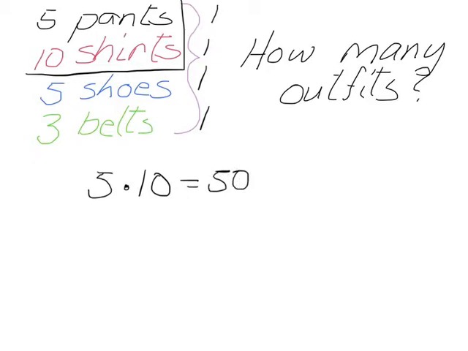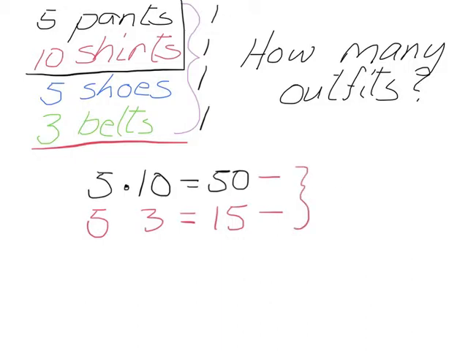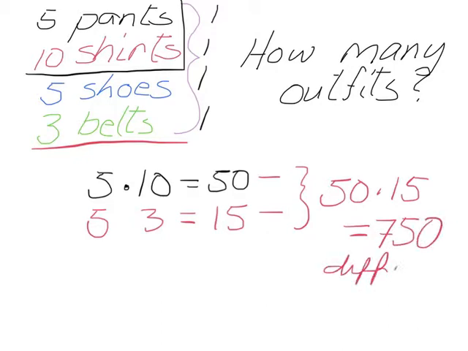But then if he wants to choose shoes and belts, he wants to know how many different combinations of shoes and belts he has. He has 5 times 3, which is equal to 15. So how many combinations of pants and shirts and shoes and belts? Well, he has 50 combinations of pants and shirts and 15 combinations of shoes and belts. So by the fundamental counting principle, he has 50 times 15, which is equal to 750 different outfits. Is that what you got for your solution?